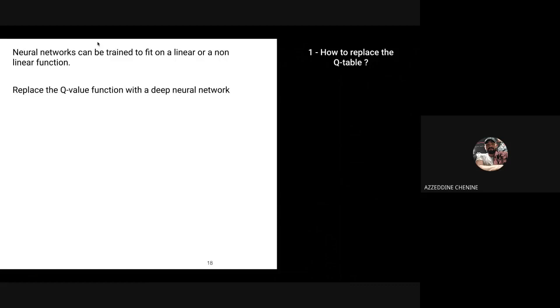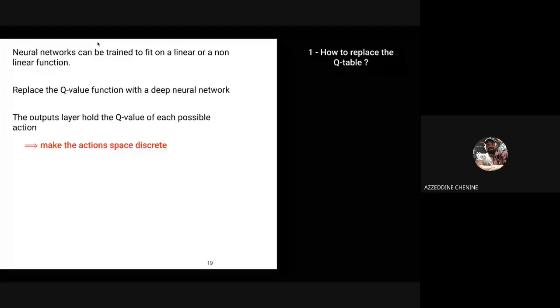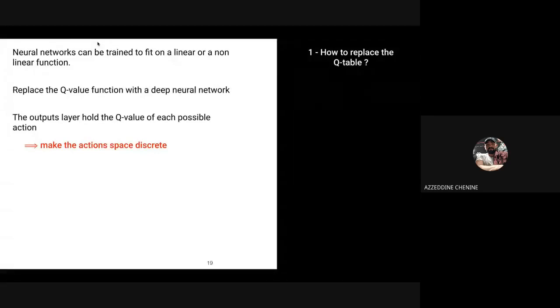But what is the shape of this deep Q neural network? The output layer holds the Q value of each possible action. So we suggest that we make the action space discrete. This is the case of the deep Q-learning paper. A discrete action space means that we have a limited number of actions, let's say go left, go up, go right, go down. So the output of our deep neural network is the Q value of each action.